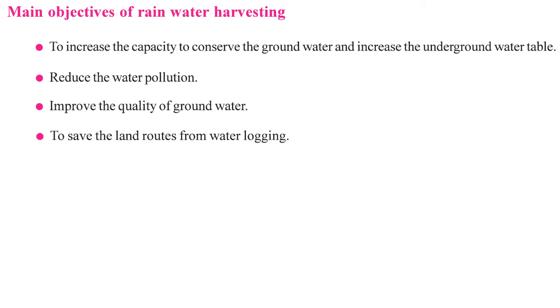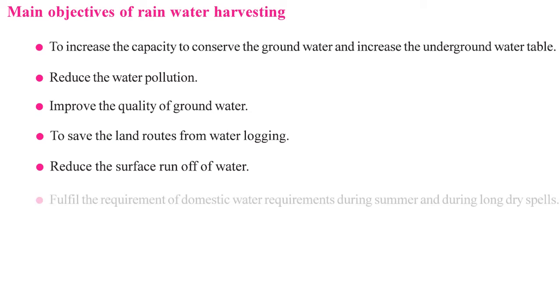That means if we are doing rainwater harvesting, the water will not be logged on the surface, rather it will be seeping into the underground areas. Reduce the surface runoff of water. That means the surface running off of water should be reduced, rather it should be conserved in the land itself. Fulfill the requirement of domestic water during the summer and during long dry spells.